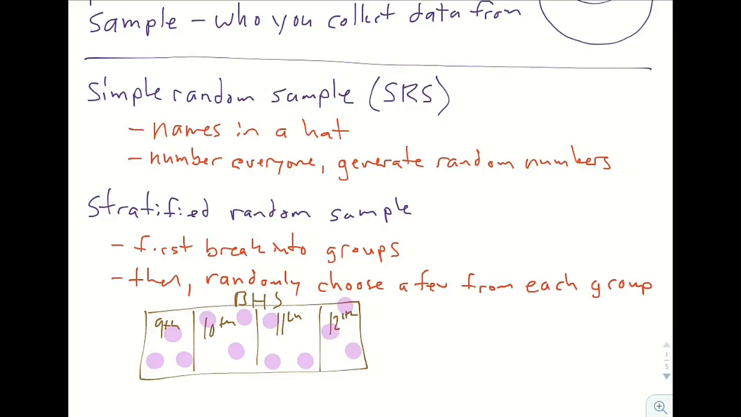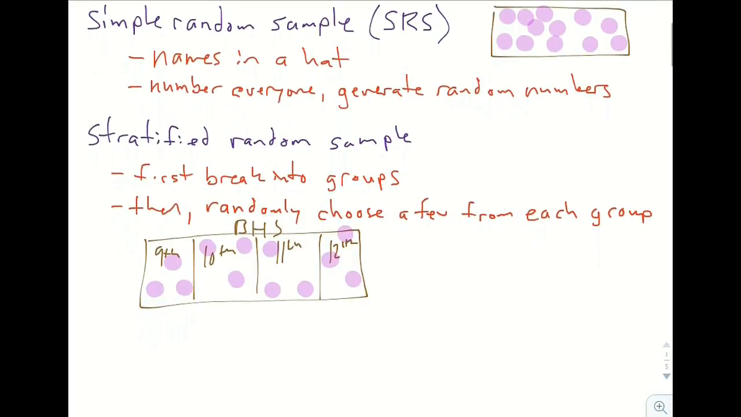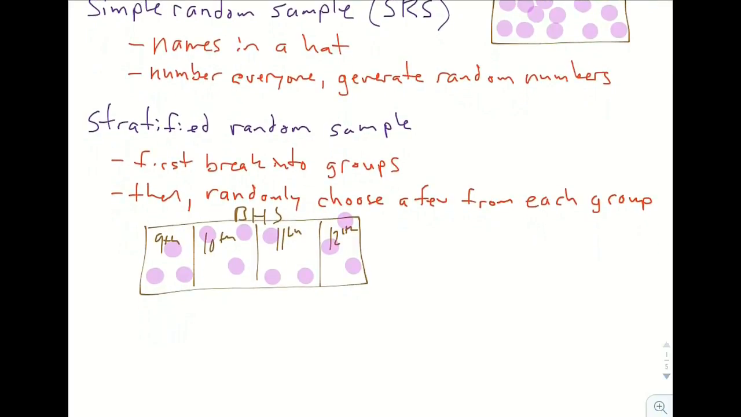To compare that with simple random sample, we would just have the whole school in one big box and we would randomly generate numbers wherever they fell. So sometimes those kinds of pictures might help, so you might want to draw those in. So we have simple random sample and stratified random sample.